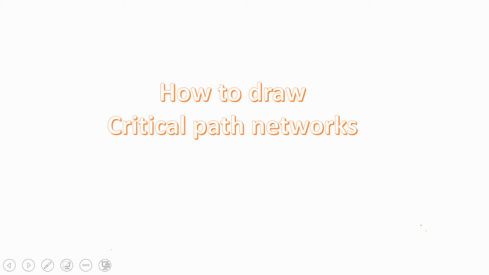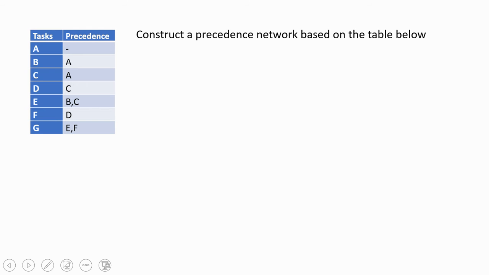Hi there. In this video, let's have a look at how we draw critical path networks, in particular how we draw critical path networks from a precedence table. This is our precedence table, and we've got a series of tasks. We've got 7 tasks here. So what we do is we identify a starting node.